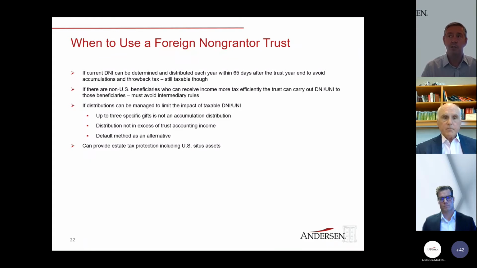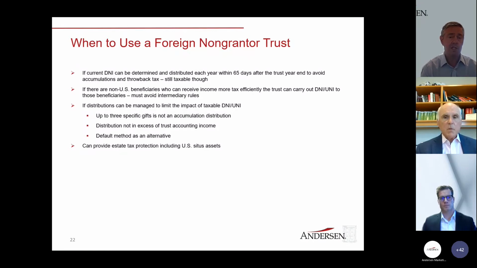The other elements are you can include in the trust document itself up to 3 specific gifts. So you could say, $1 million at age 25, $1 million at age 30, $1 million at age 35, and those won't be considered accumulation distributions because they're specified gifts, up to 3. And then there's a couple of other methods, one of them being trust accounting income, where you can play with the accounting numbers to essentially avoid some of the accumulation distributions as well.